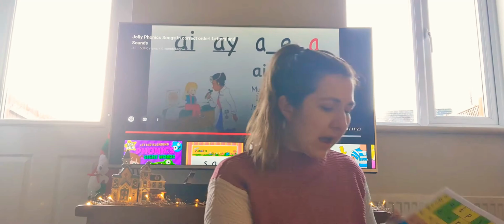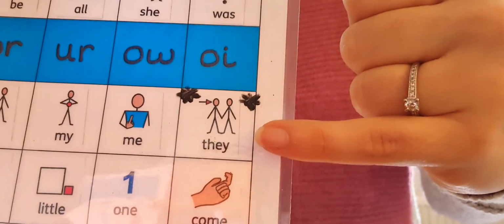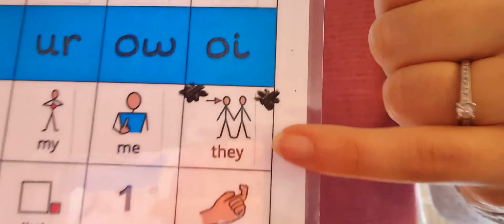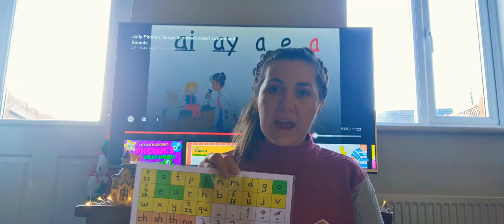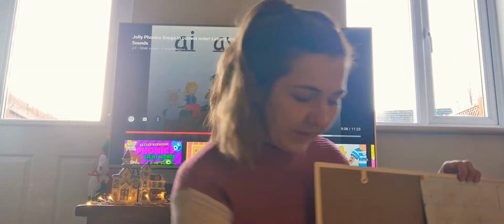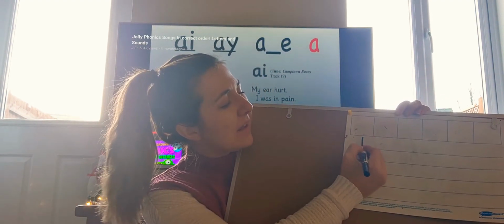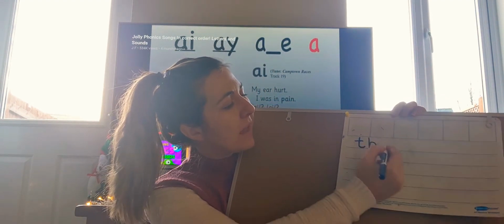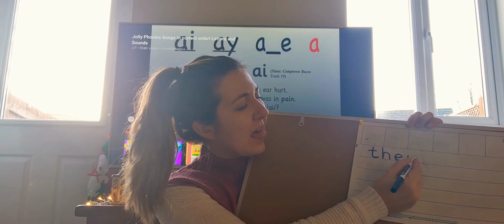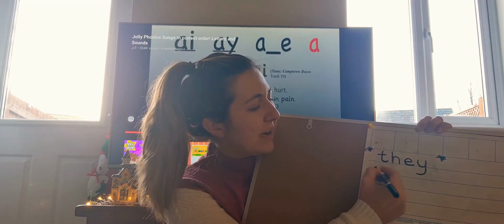Now, I'm going to show you the sound mat. And today I have put some stars next to a tricky word. Can you see it there, everybody? Today's tricky word is the tricky word they. They are my friends. I'm just going to write it here so you can see it a little bit bigger. They. I'm going to put some stars around my tricky word.